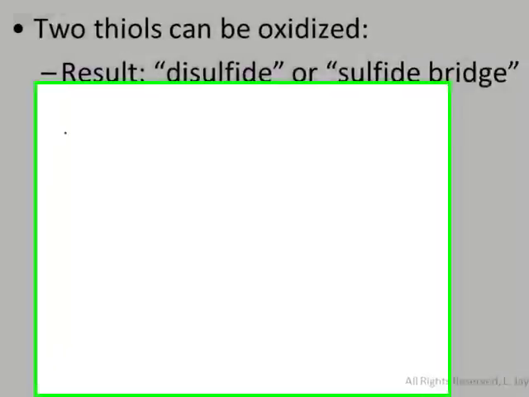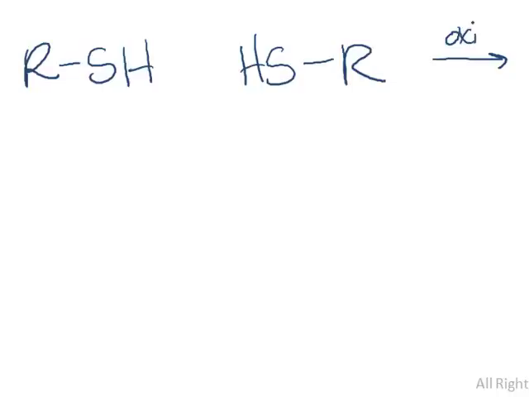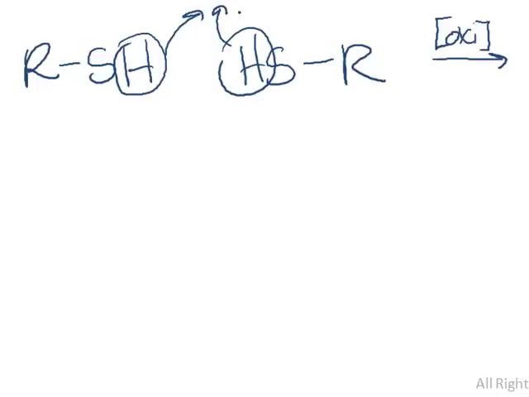So for example, if I have a thiol connected to an alkyl group and I place it next to another thiol with its own group, I can actually create a link between these 2 molecules. When I oxidize them using any general oxidizing agent, what happens is the 2 hydrogens in question are going to be removed. In their place, we'll create a new single bond. The product of this reaction is essentially the 2 thiols linked together through that disulfide or sulfide bridge.